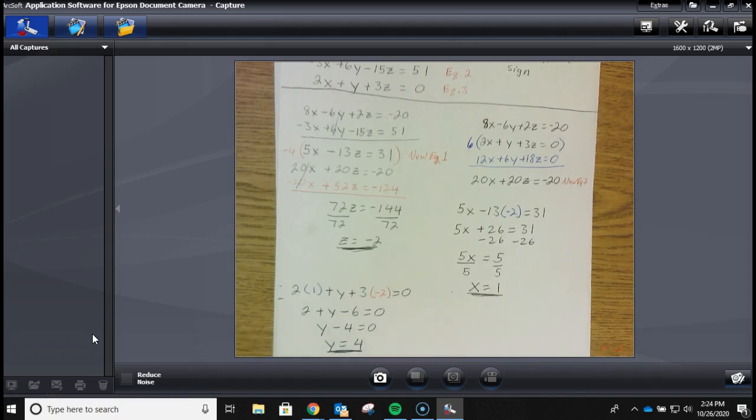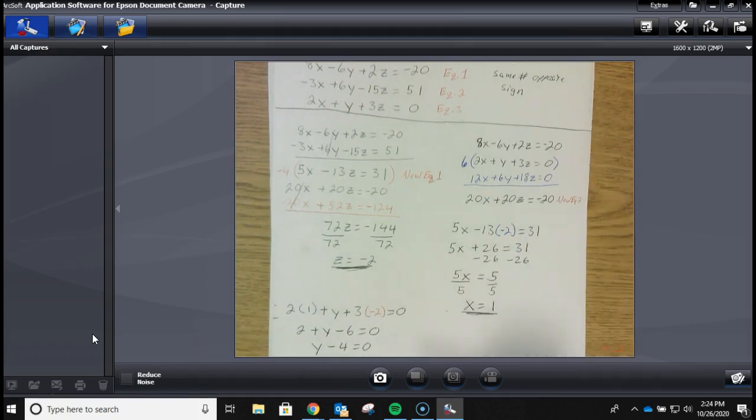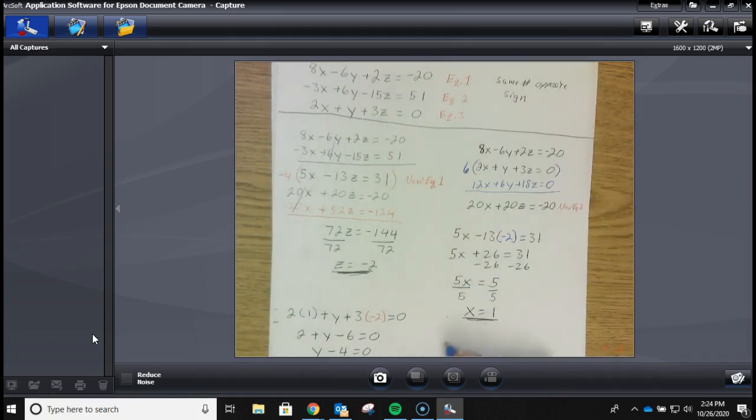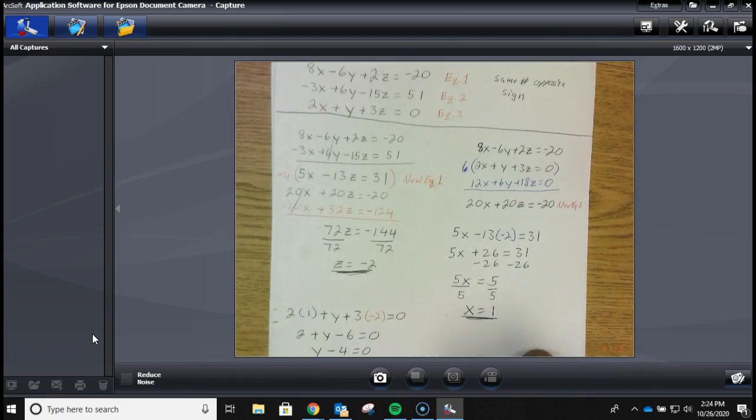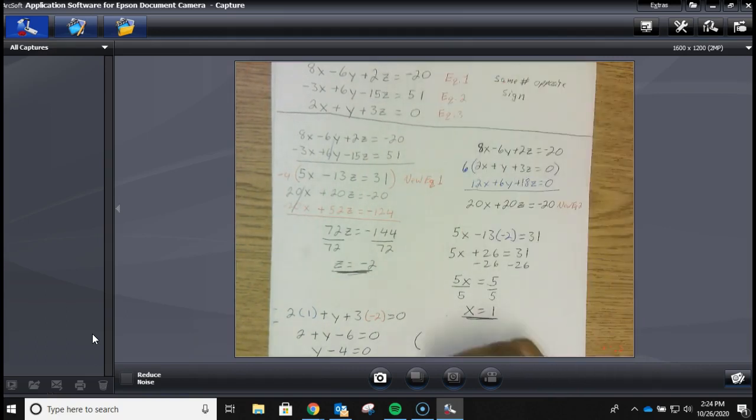Now I have to write this as an ordered triplet. These are my 3 solutions that will make these 3 equations up here true. If I plugged in x, y, and z in there, I can always check it. You just plug in the numbers for each one and see if they make the left side equal the right side. Remember, your ordered triplet goes x, y, z. So my ordered triplet is 1, 4, negative 2.